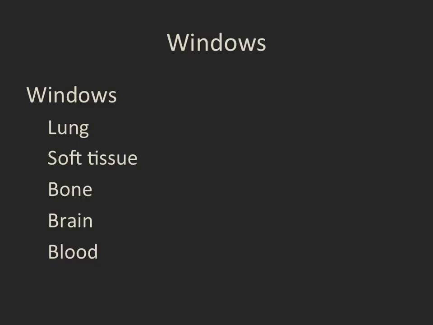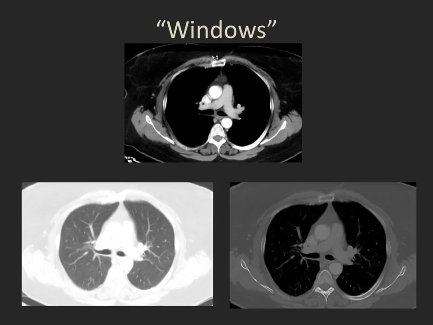Common windows that are used are lung windows, soft tissue windows, bone windows, brain windows, and blood windows, and you may have seen any of these used in your clinical practice. So, for example, this is the same set of axial reconstructions, a soft tissue reconstruction on a patient, and I've got it displayed here in 3 different ways.